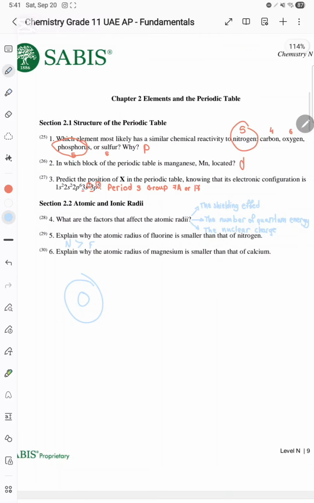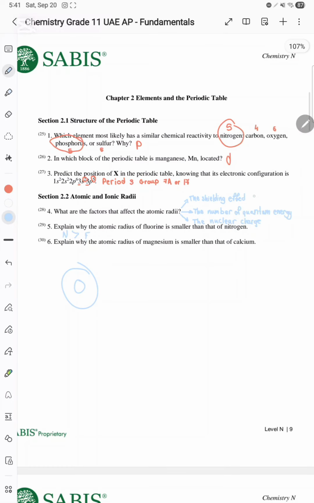bigger than, what's it called? First of all, you have to look at these. The shielding effect is the same in both of them. The number of quantum energy levels, the number of the energy level, is the same. The nuclear charge is the only difference. So we start explaining about the nuclear charge.